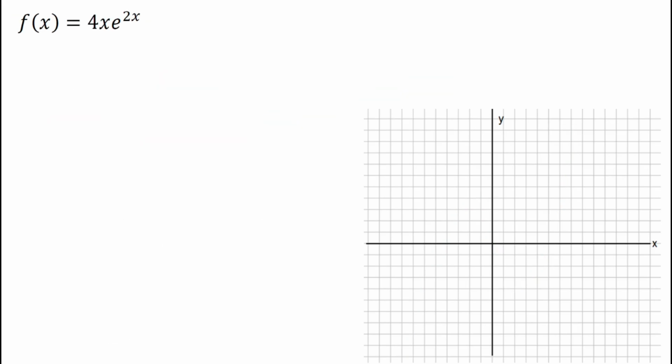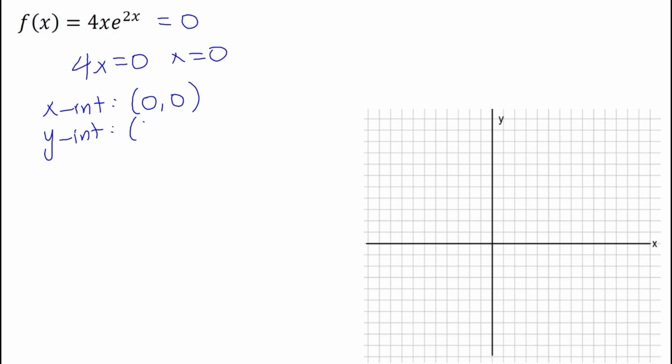All right, our next one here is going to be f of x equals 4x e to the 2x. For this one, we're going to start off again by just doing what we can do without taking a derivative. So without taking a derivative, we're just going to set it equal to 0. We know that 4x equals 0 when x is 0, which gives us an x-intercept of (0, 0), which also ends up being our y-intercept.